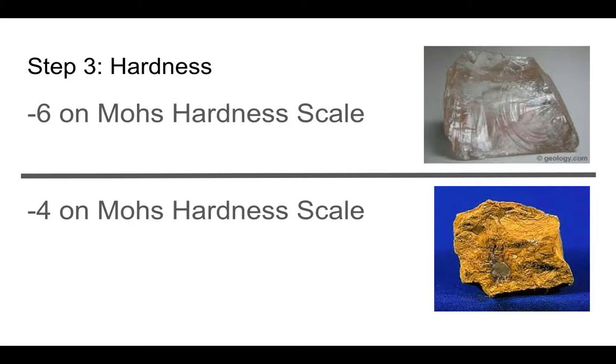Then I used the Mohs hardness scale to test how hard they are. The top one was harder than the bottom one: the top one was a 6, while the bottom one was a 4. So they're not too far off. Neither of them is super, super hard or super, super soft. They're somewhere in the middle.